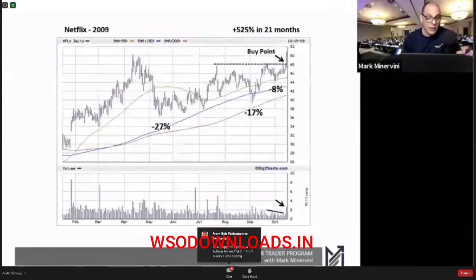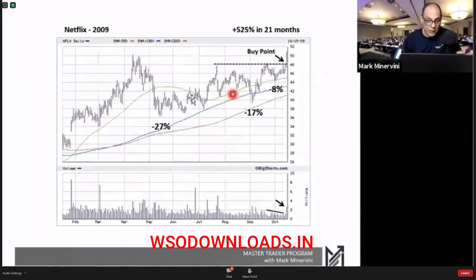Let's show you what that looks like with Netflix, in 2009 going into 2010. This is one that set up pretty perfectly. You can see it comes off 27%, then 17%, and then finally, here's the magic number, 8%, which is single digits. For me, at least, I want to see that last contraction be in single digits, because I want to be able to set a stop at the worst-case scenario at the bottom of the pivot, sometimes at the bottom of the base if it's a very tight base.